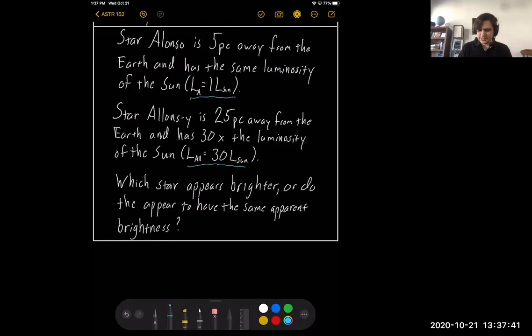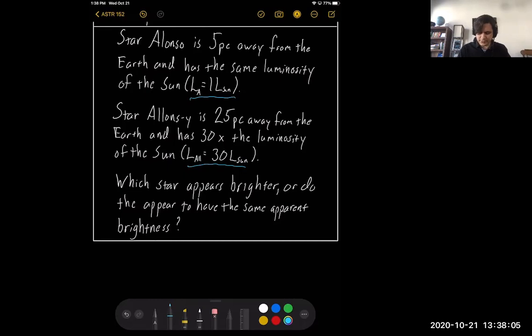So tracking the luminosities there. Which star appears brighter, or do they appear to have the same brightness? And I always want to compare the far one to the near one. It's just easier in my brain to do it that way. So let's go ahead and start doing some of the legwork, because notice I'm not telling you how many times farther away. In this case, you actually have to figure that part out on your own.